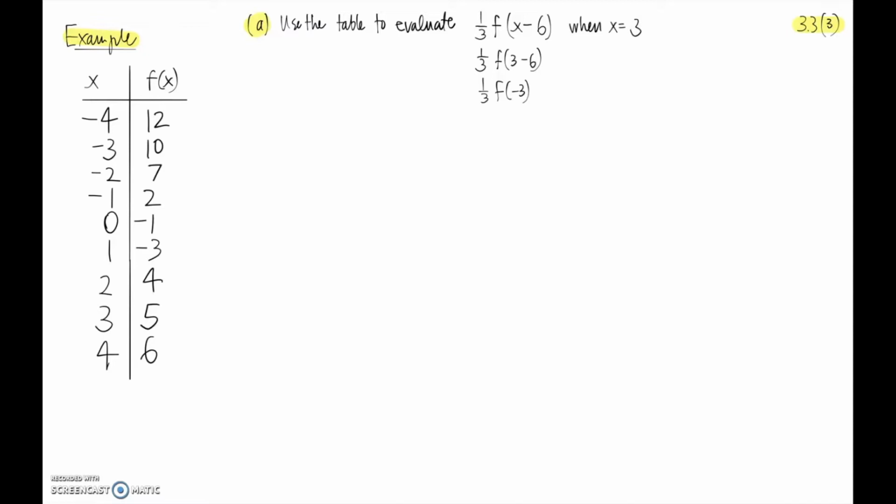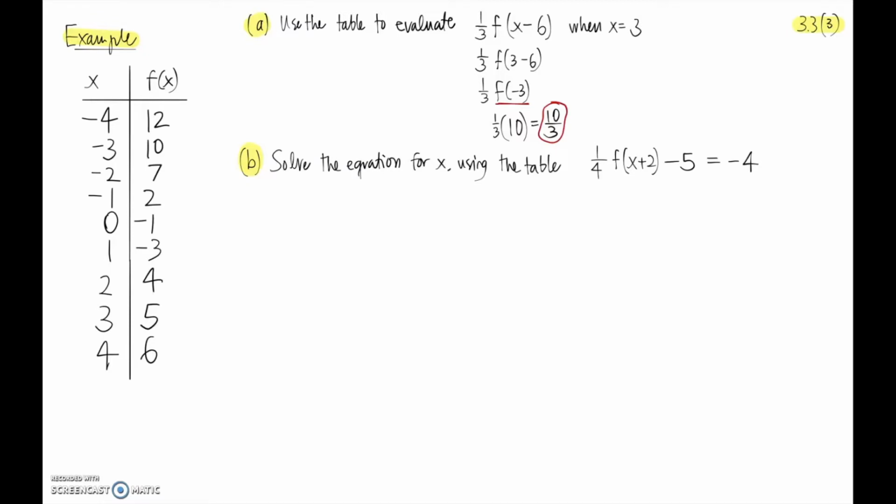So this guy right here is 10. And we still have the 1/3 being multiplied by it. So this equals 10/3. And that is the solution to the problem.